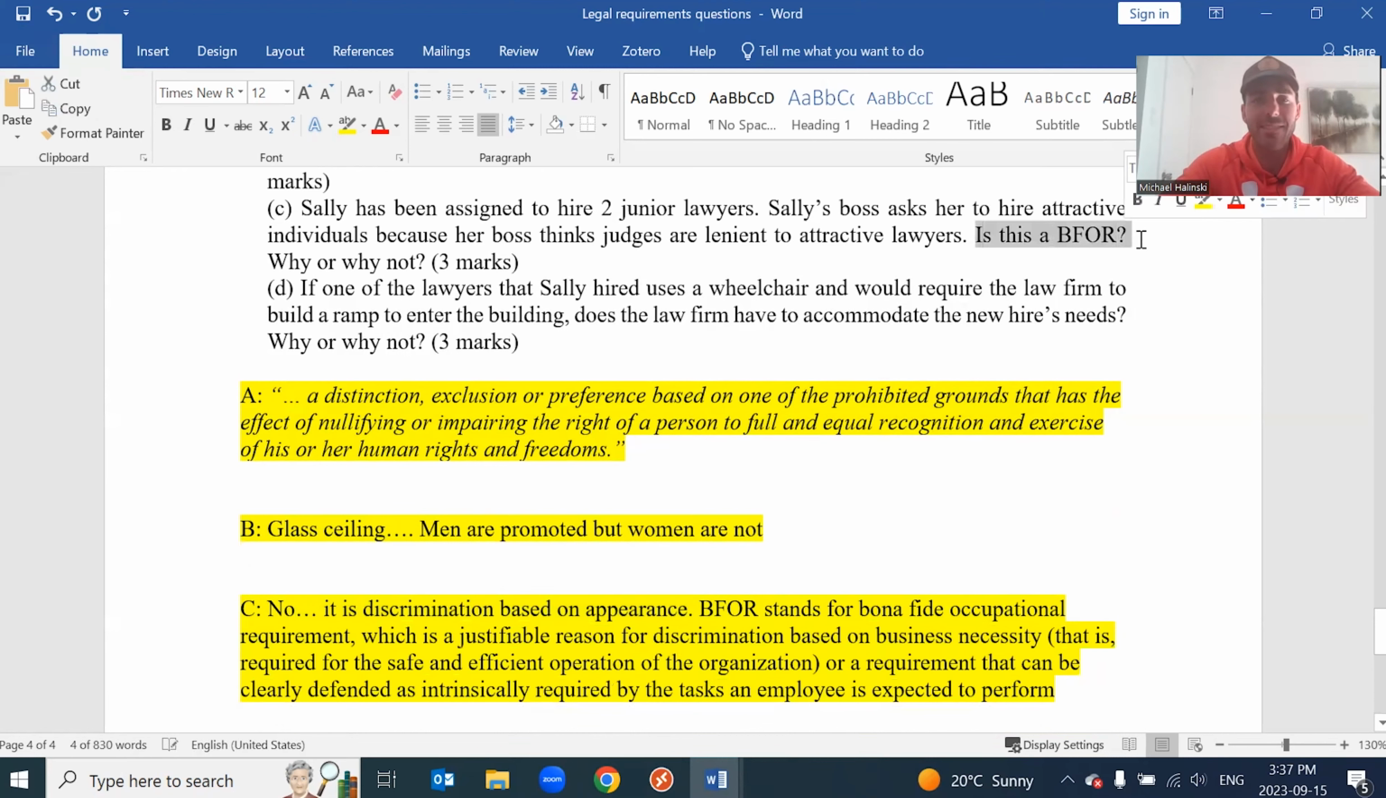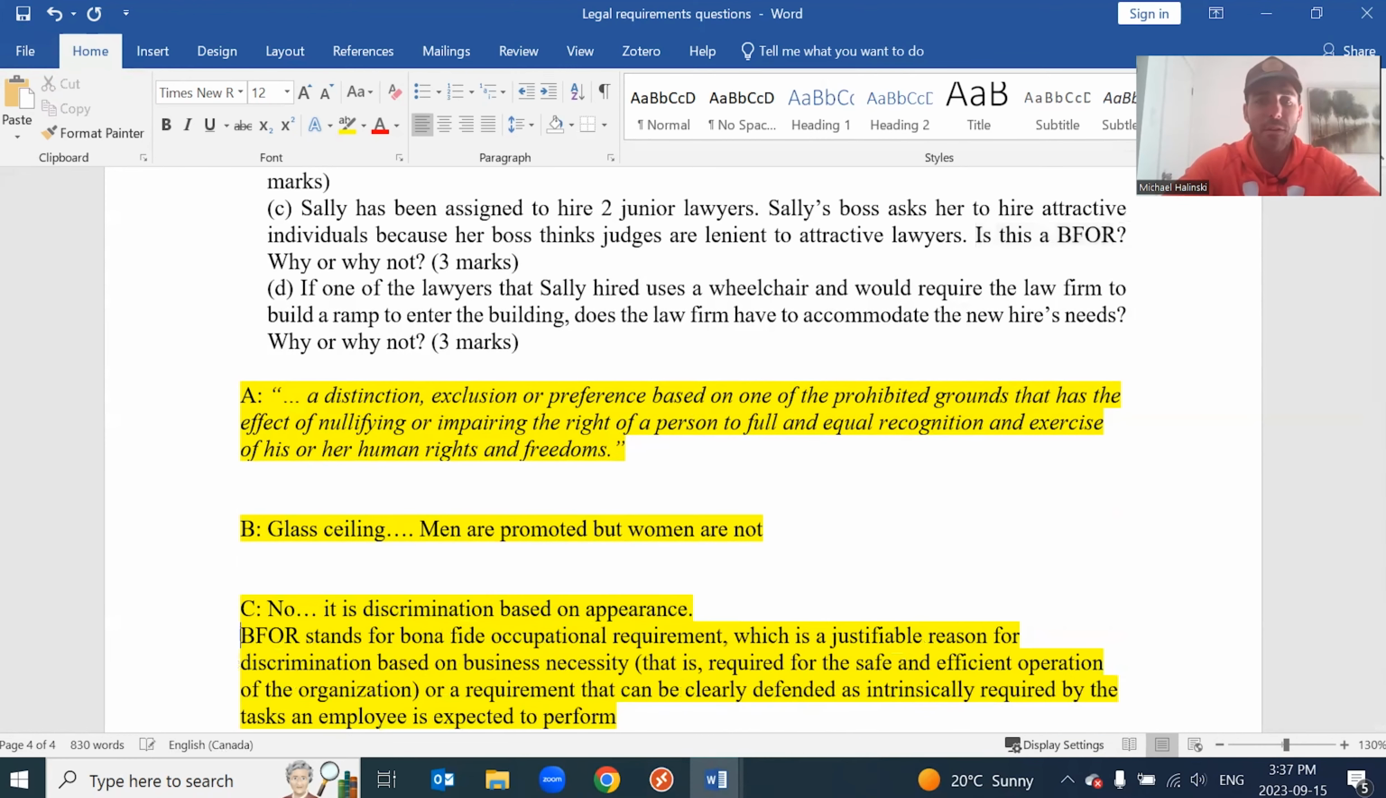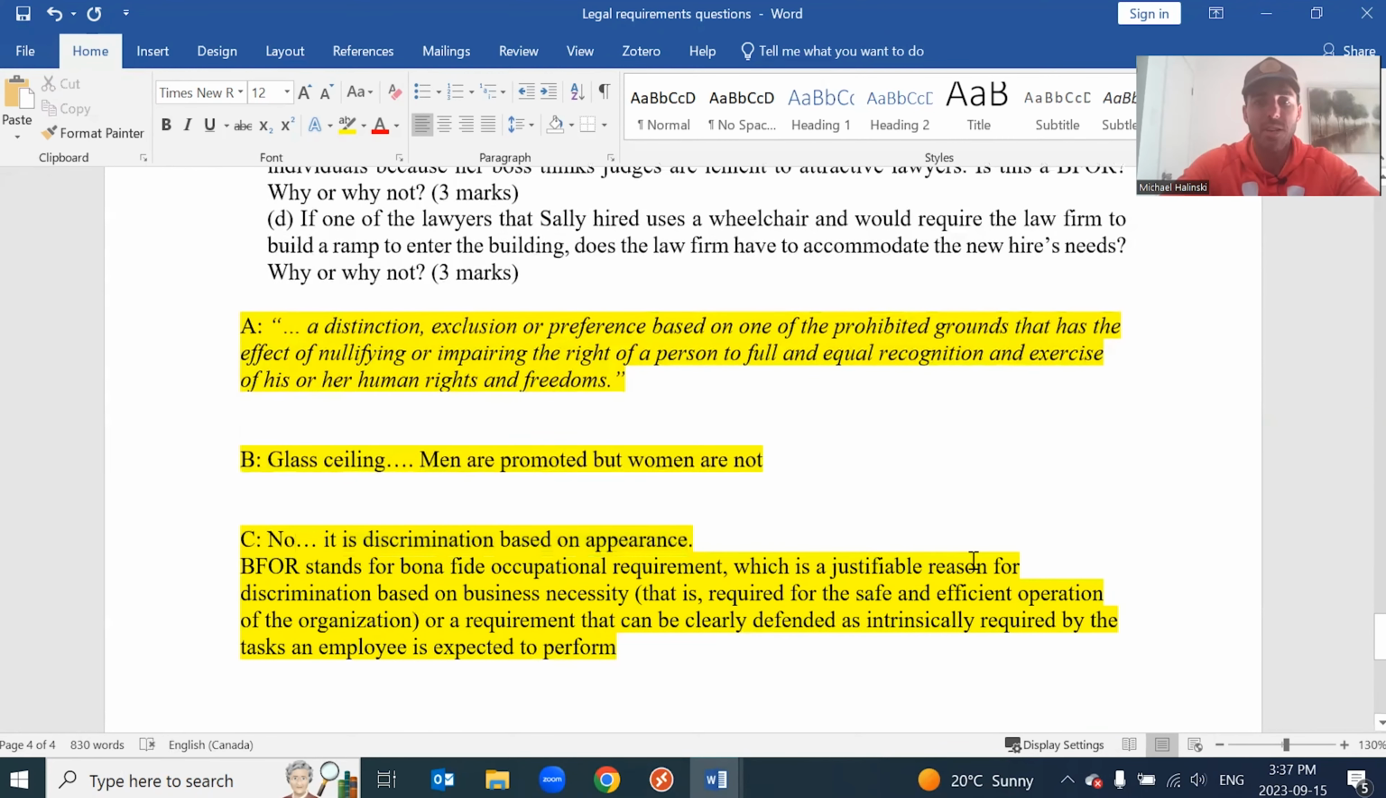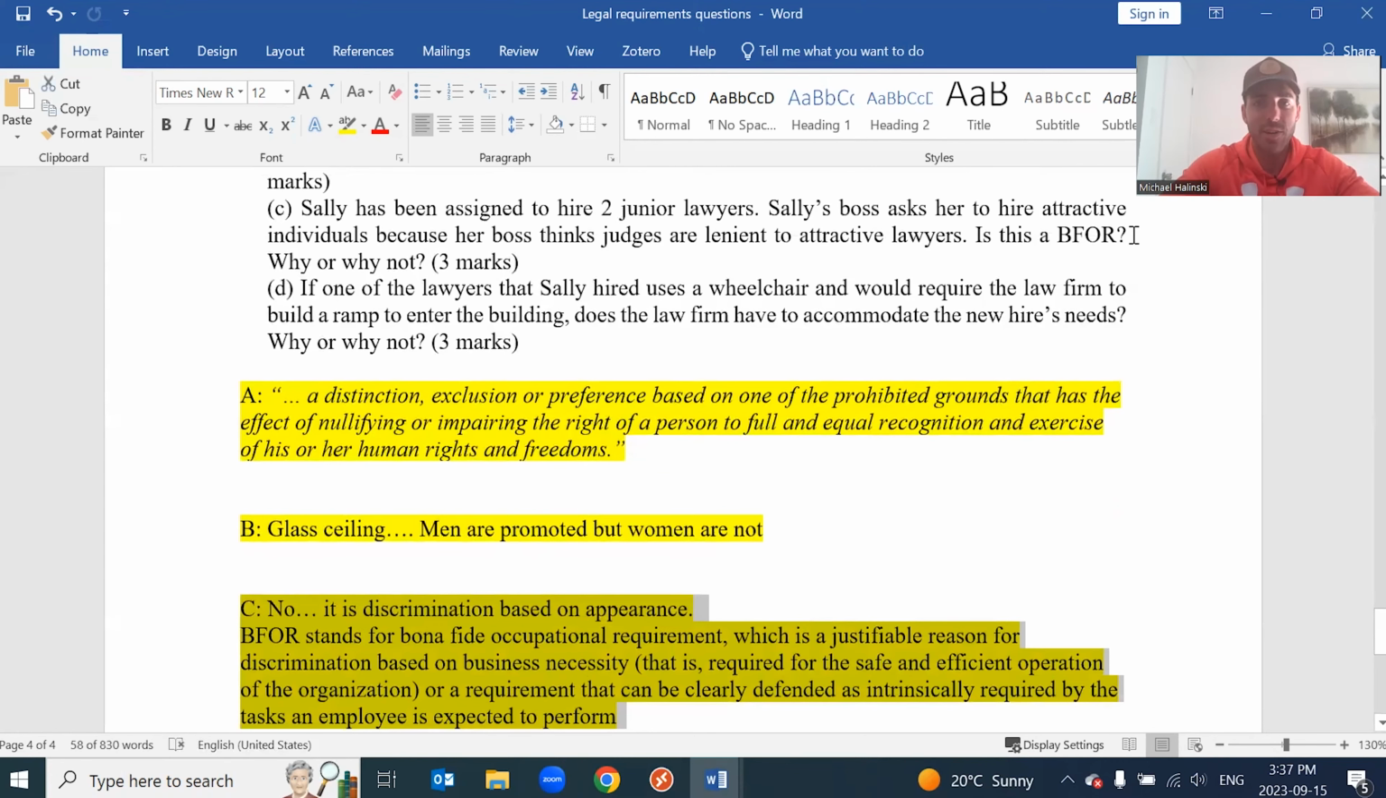Okay, so in this case, it actually says, is this a BFOR? So I would probably define a BFOR first. BFOR stands for bona fide occupational requirement, which is a justifiable reason for discrimination based on business necessity that is required for the safe and efficient operation of the organization, or it's a requirement that can be clearly defended as intrinsically required by the tasks an employee is expected to perform. Okay, looks do not enter the equation.